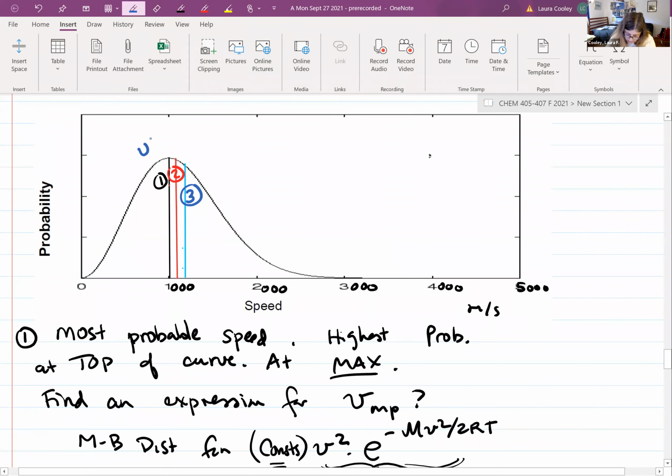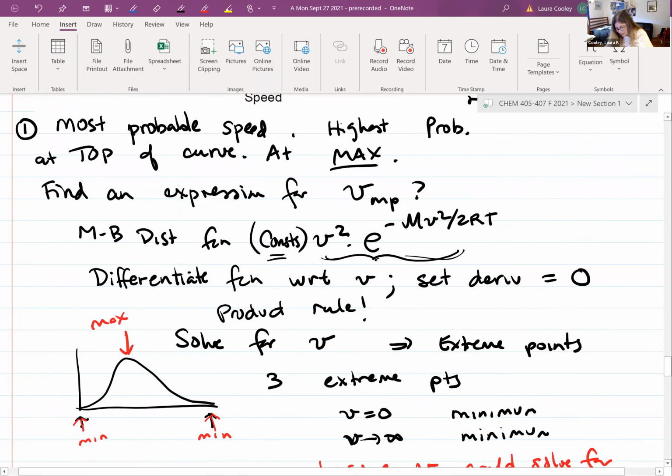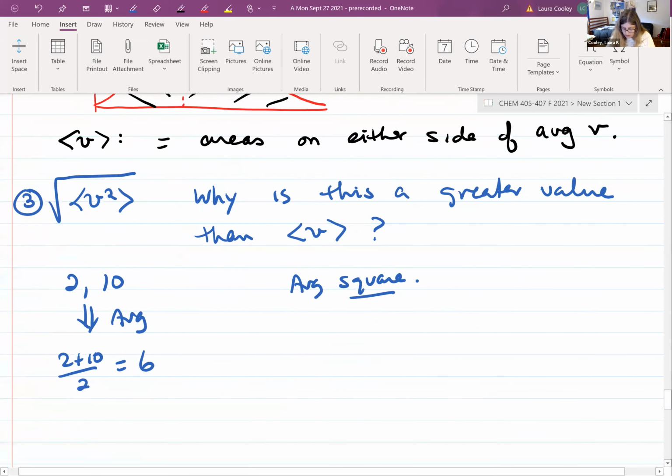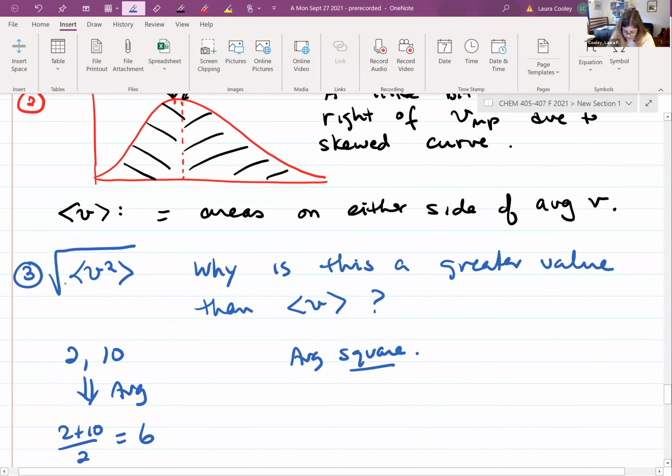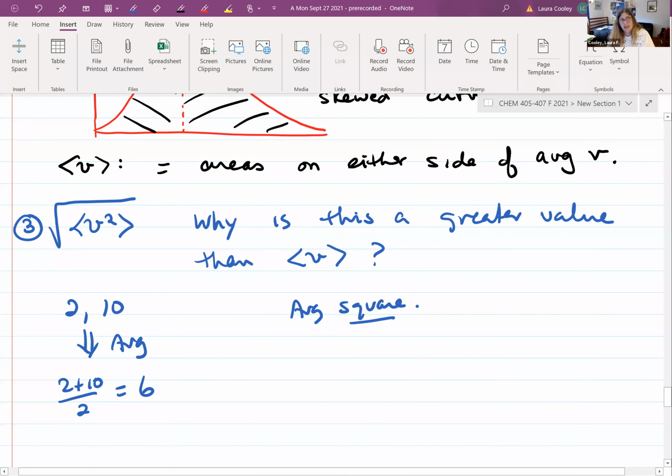So this is the most probable. This is the average speed. And this now is the root mean square speed. It can't have a different unit. So it's not really V squared, it's the square root of V squared. So when I was asking why the square root of V squared is a greater value than the average V, I really should have said the root mean square. Obviously, V squared would have a greater value than the average V. But when you take the square root of it, why doesn't it just come out to the average V? And that's what I'm showing you here.